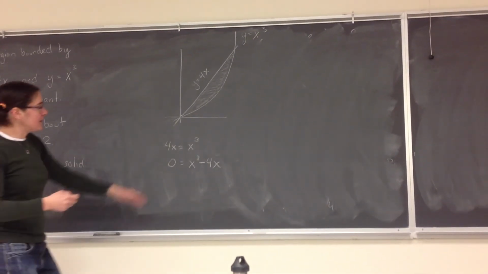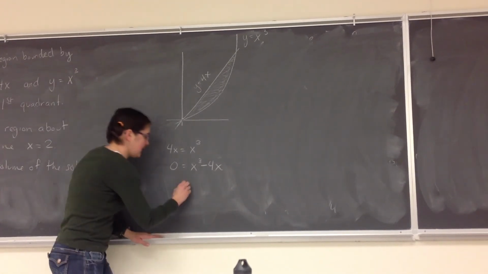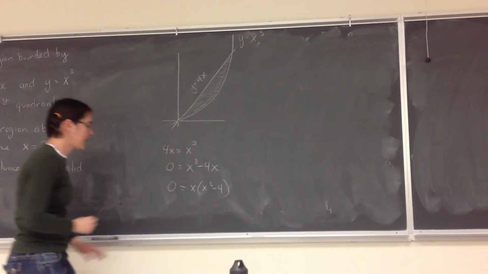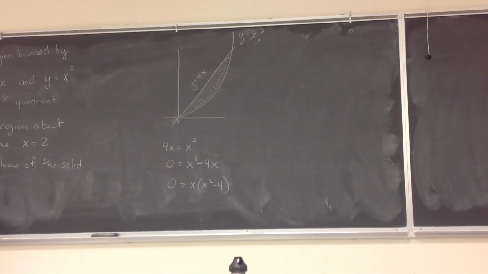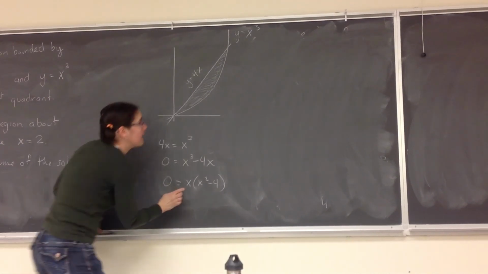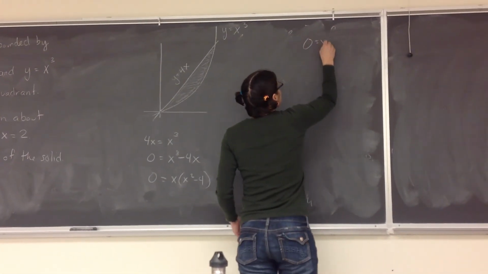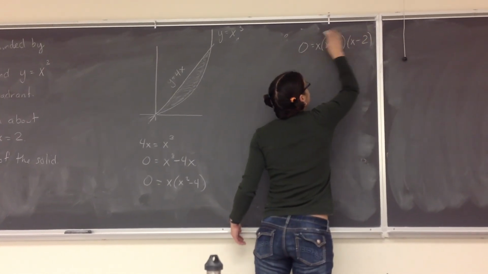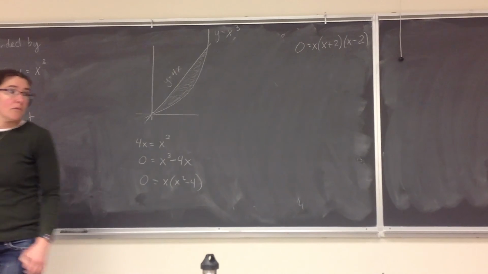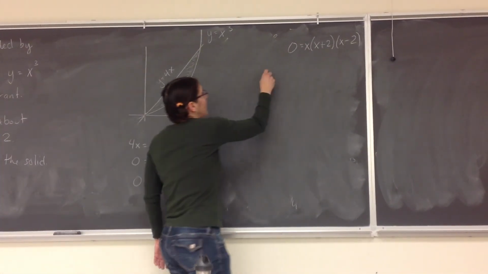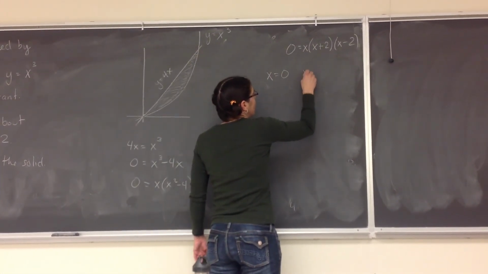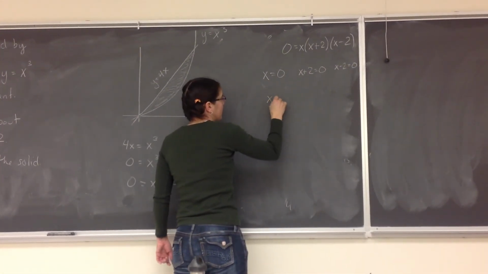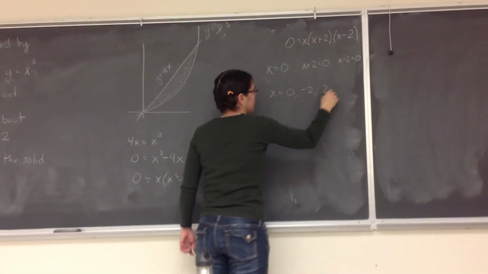Okay, so now I still need to factor this thing, and the easy part of the factoring is that I can factor out an x. That leaves me with x squared minus 4. And then the x squared minus 4 I can factor, so I've got 0 is equal to x plus 2 times x minus 2. Okay, difference of two squares. And so my three values, I've got x is equal to 0, x plus 2 equals 0, and x minus 2 is equal to 0. So my three intersection points are 0, negative 2, and 2.